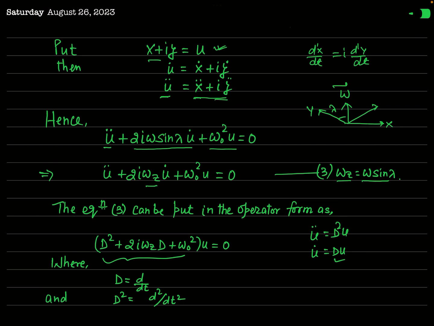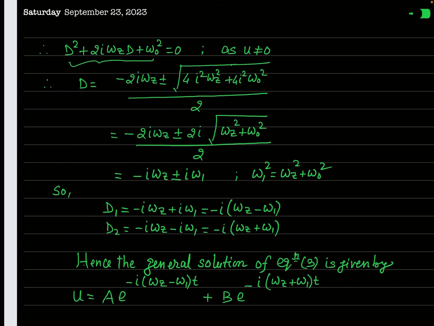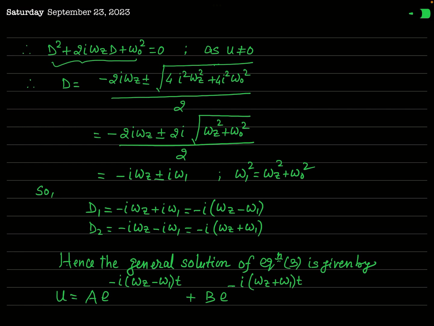Because u is not 0, we can equate the bracketed term to 0. So this is d square plus 2i omega z d plus omega naught square equal to 0. Since it is a quadratic equation in d, we can find its two roots using the quadratic formula. So d will be equal to what?